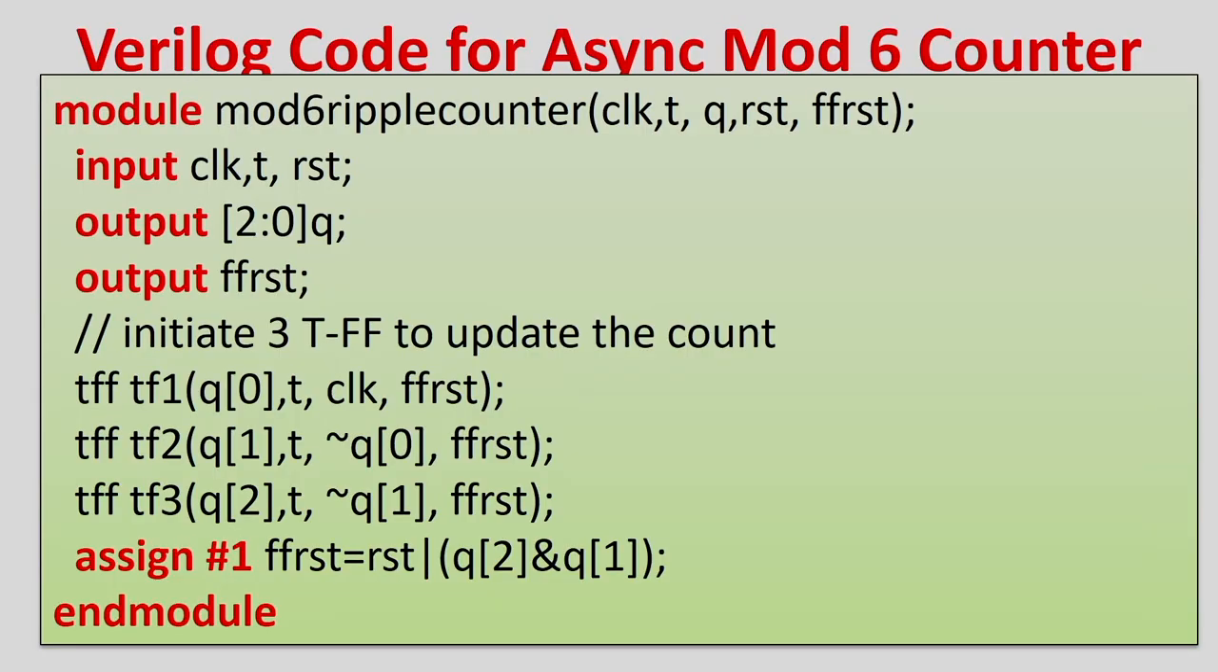Let us see how we can design an asynchronous mod 6 counter with Verilog code. This is exactly the same design, we are not doing anything new, except here you are using 3 flip-flops instead of 4 flip-flops as in earlier cases. This is the clock input from T flip-flop 1, and this is the clock input for the next T flip-flop. This is a similar thing.